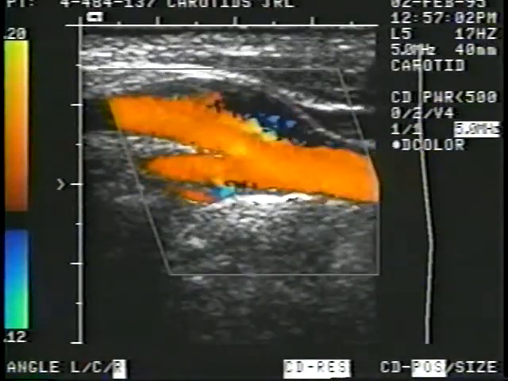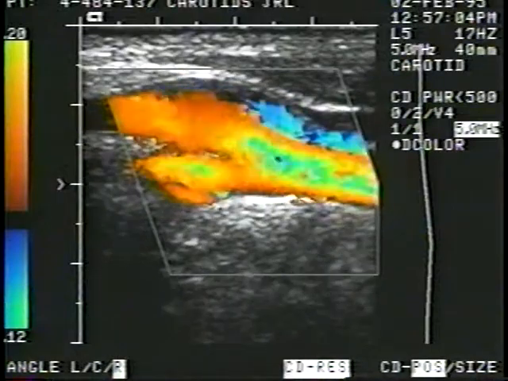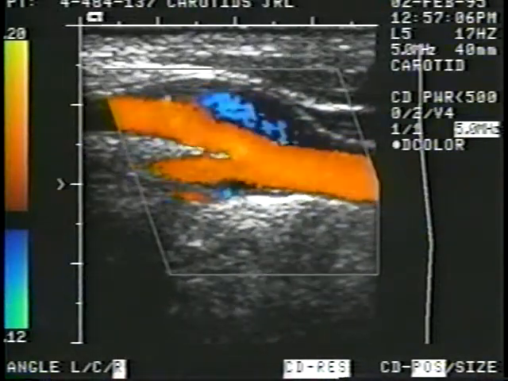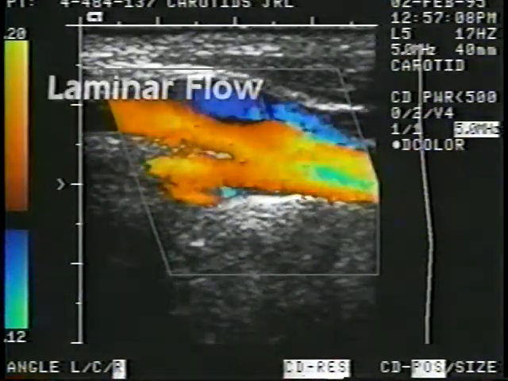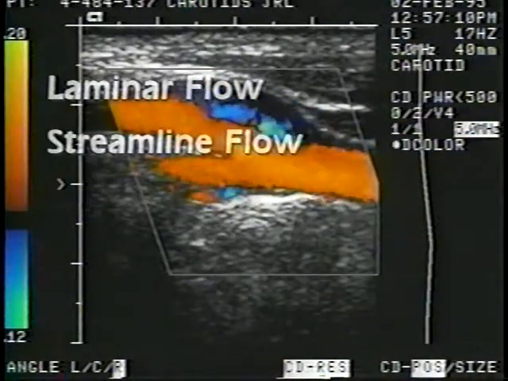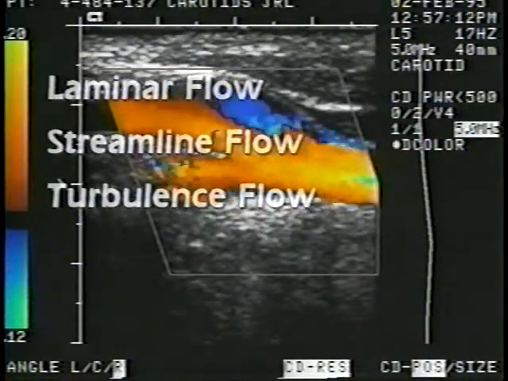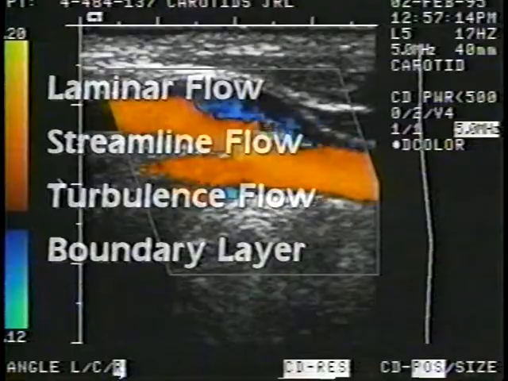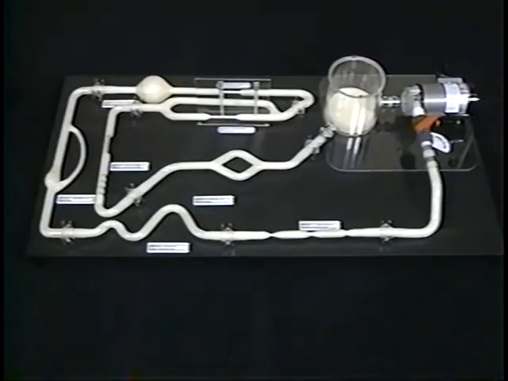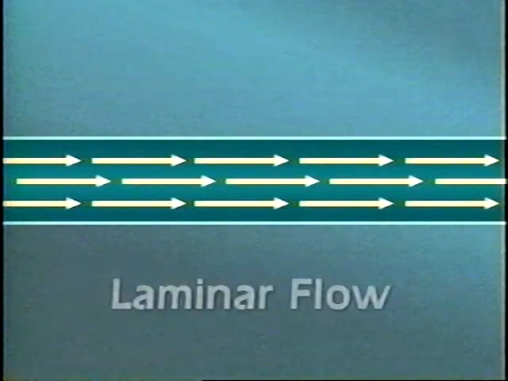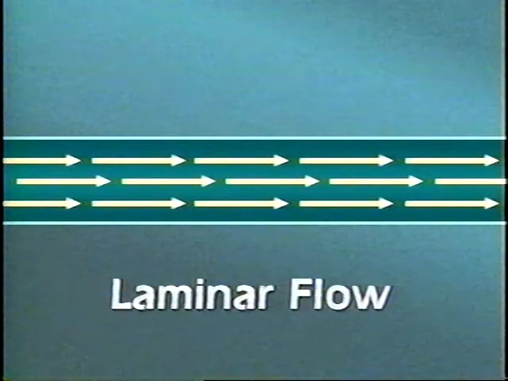Several blood flow patterns are commonly displayed during duplex imaging of the peripheral circulation. Laminar flow, streamline, turbulence or disturbed flow, boundary layer separation, and flow reversal are all visually displayed in this model. Laminar flow is defined as flow in which multiple patterns of red blood cells are moving in straight lines parallel to the walls of the vessel.